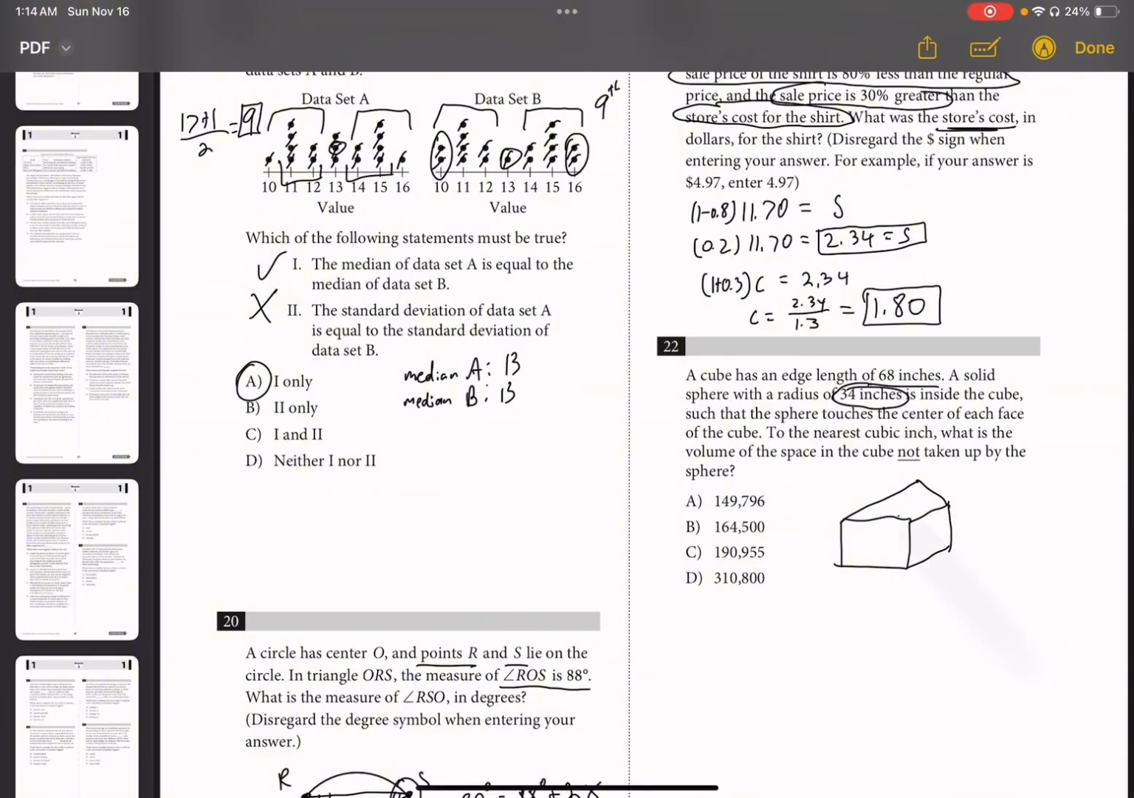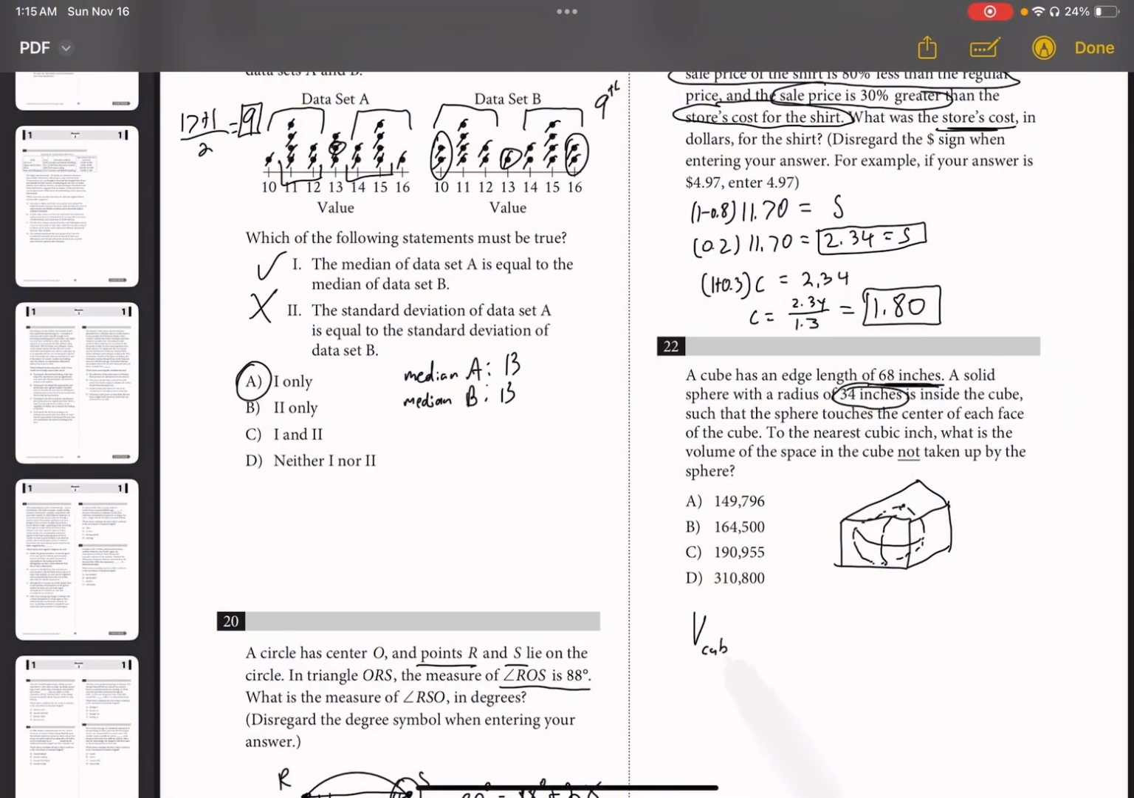So I'm going to draw out a little visualization for you. We have our cube here, and then within the cube, we have our sphere touching on each side. We have it touching here, here, at the bottom, on that side, on the back too, but it's just a little hard to draw that. So we are going to find the total volume of each shape first.